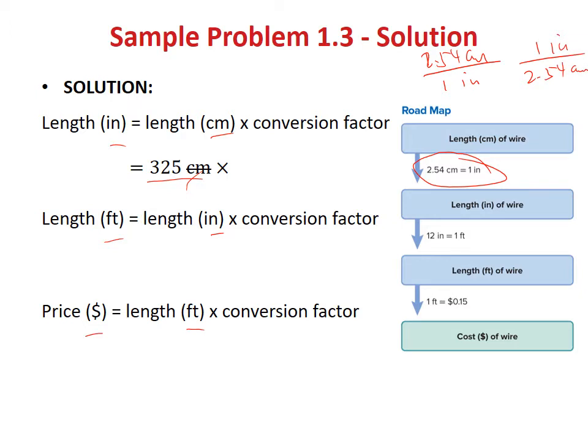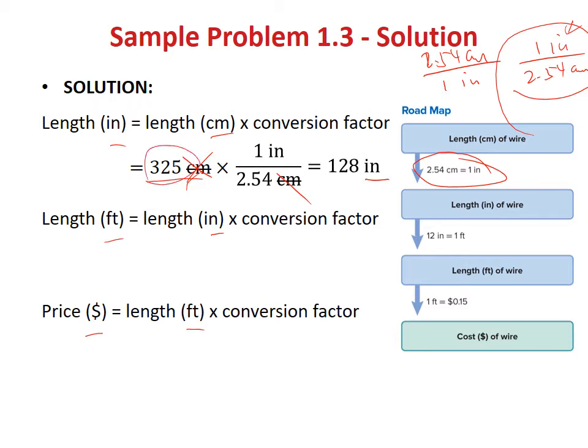Now, which one do we choose? We choose the one that cancels centimeter, so inch will be the final unit. To do that, we have to choose the second one, with 2.54 centimeter as the denominator. The unit centimeter cancels, and inch is the final unit. Combining the numbers, 325 divided by 2.54 gives you 128 inches. So that's the first step. We converted 325 centimeters, and now we know it is 128 inches.